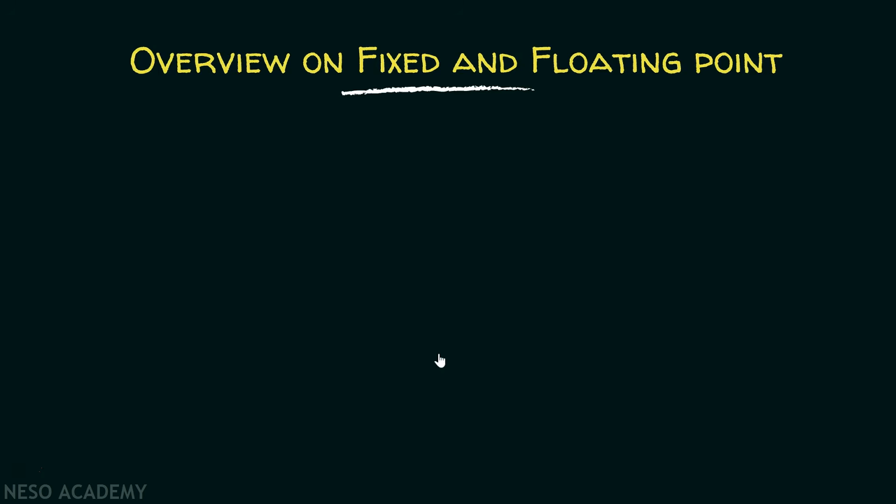We have two different representations for fractional numbers. One is fixed point representation and the other one is floating point representation. Let's see what do we mean by fixed and floating points. Why floating point is used in modern computers and fixed point isn't. What is the difference between fixed and floating point?